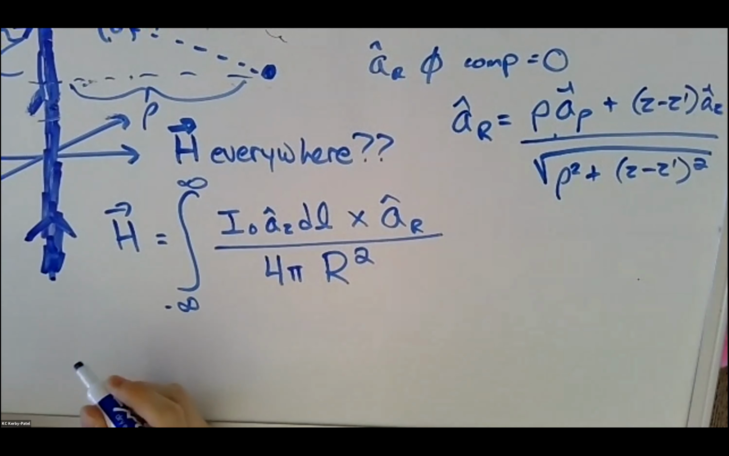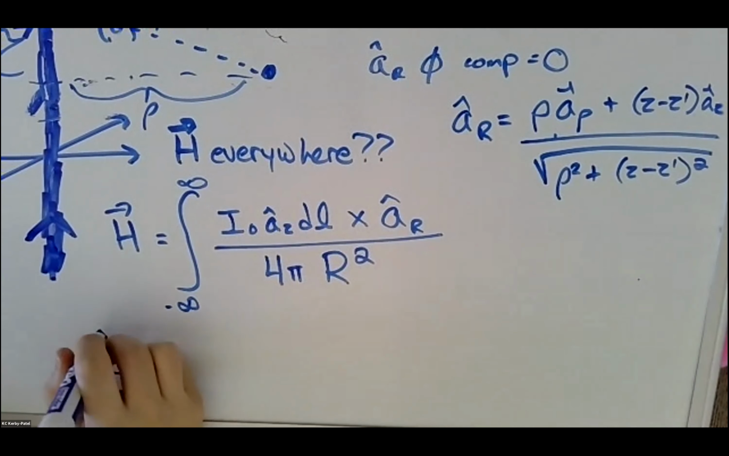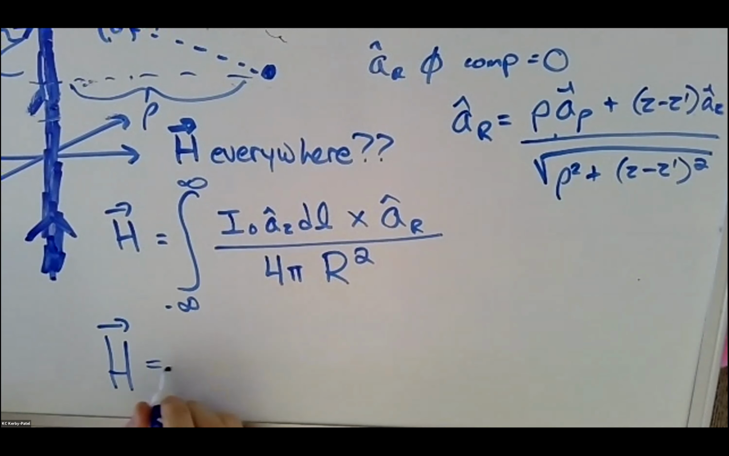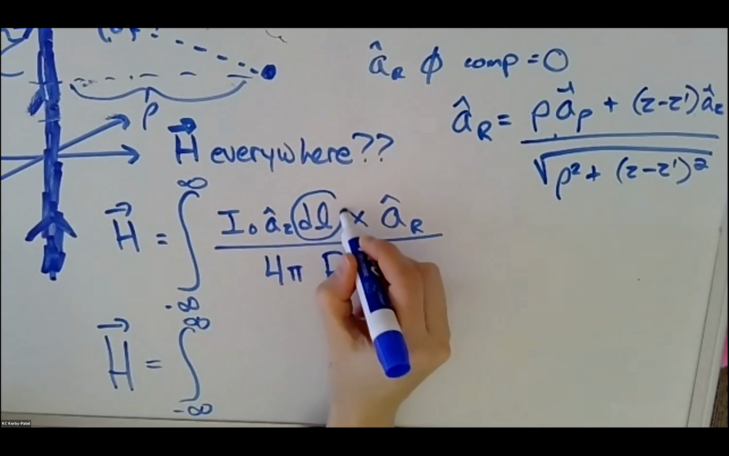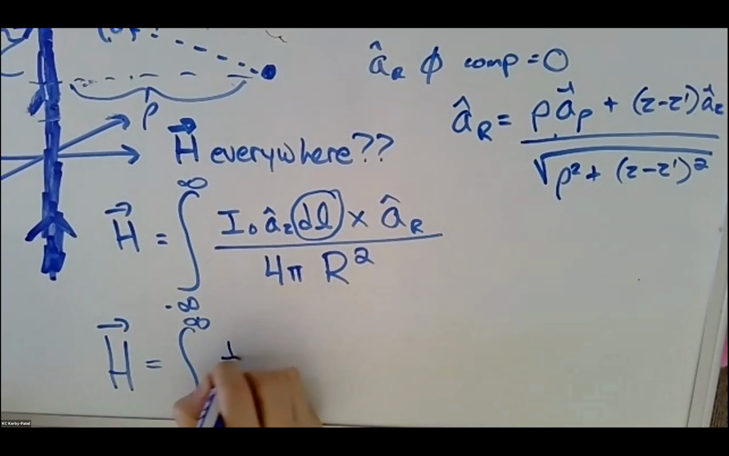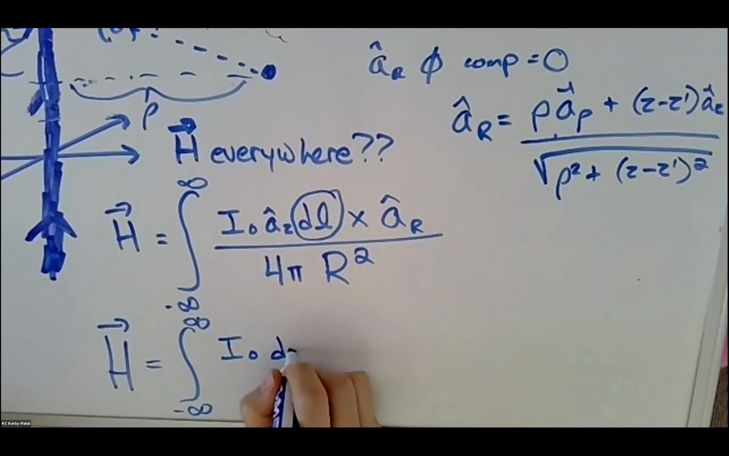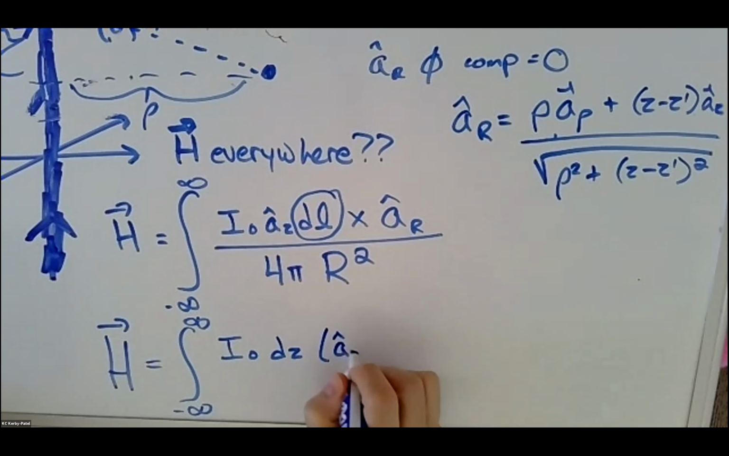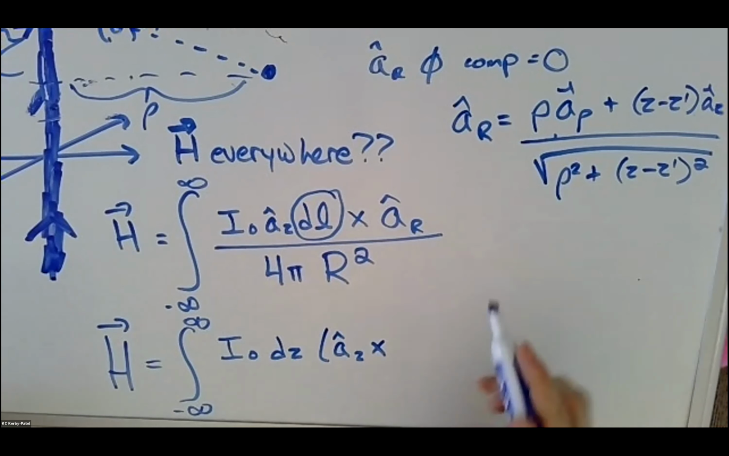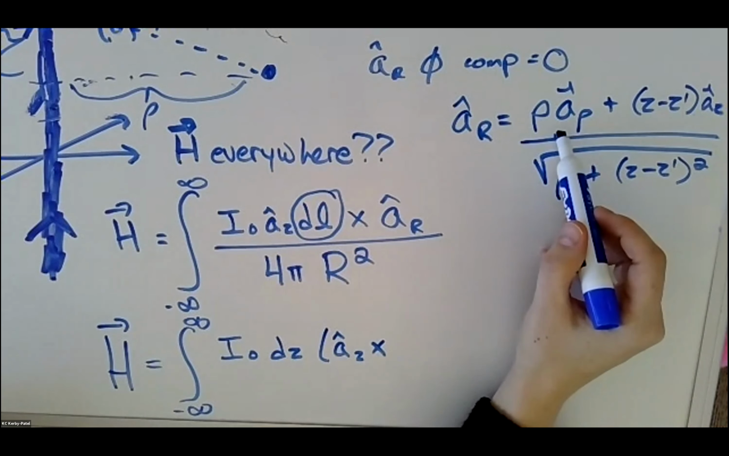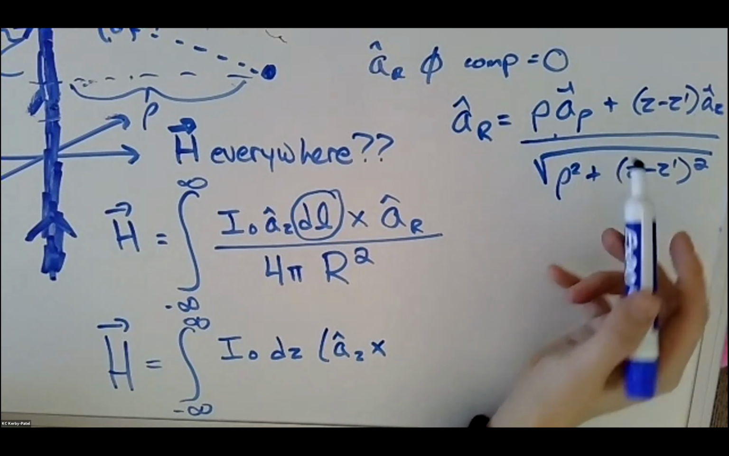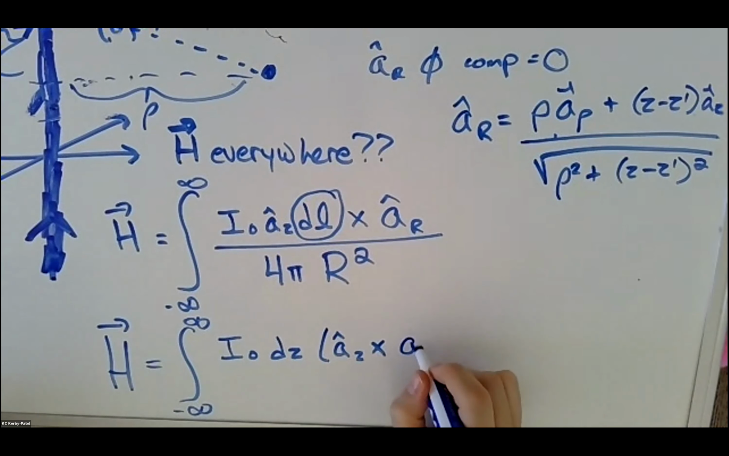So now my H integral becomes, substituting everything in, the integral from minus infinity to infinity. DL here is just DZ. So that's going to be I naught, and I'm going to write DZ. Then I have A hat Z cross only the rho component, right? Because Z cross Z produces a 0. A hat rho, like that.